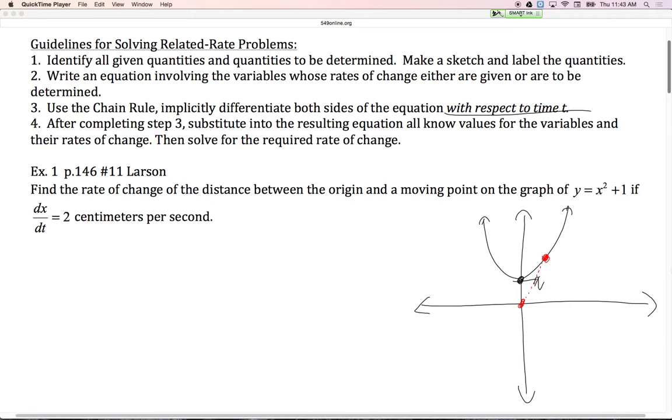There's some other variables. As we think about a point, what variables does a point have? Well, if you imagine this altitude straight down, you know that there's an x distance and there's a y distance.